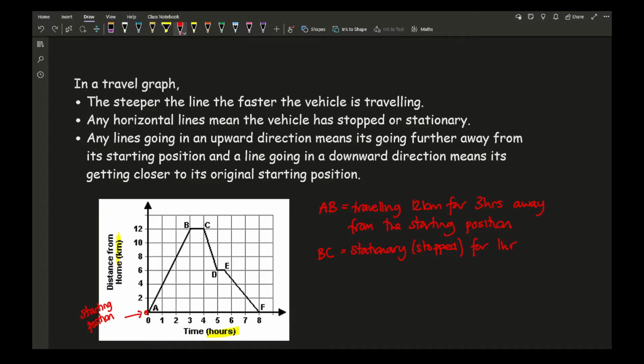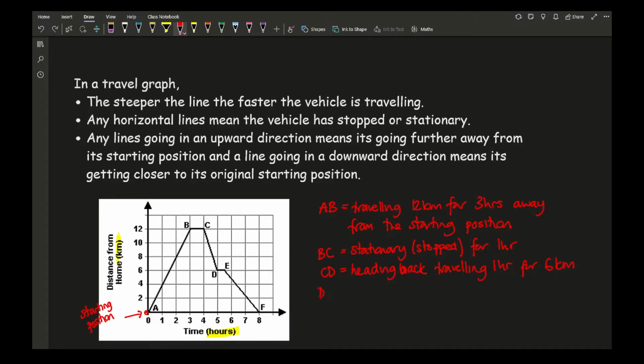And then CD is heading back. It's traveling for 1 hour, and the distance is going to be 12 take away 6, which is 6 kilometers.